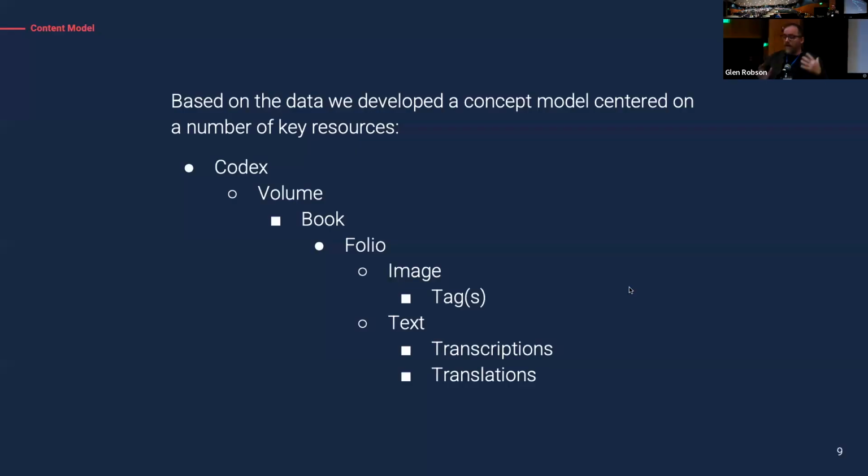From this, we simplified this to a core hierarchical concept model centered on key resources. So the Codex comprises 3 volumes, which comprise 12 books, and each book comprises around 200 to 300 folios. Each folio has 1 or more images, and those images are tagged with multiple different concepts from the Getty vocabularies. And then each folio has 1 or more texts, which may have multiple transcriptions in 2 languages, and multiple translations, often in 3 or 4 languages. There's translations both from Nahuatl to Spanish and Spanish to Nahuatl, and English from both.